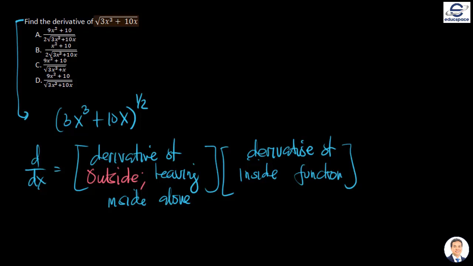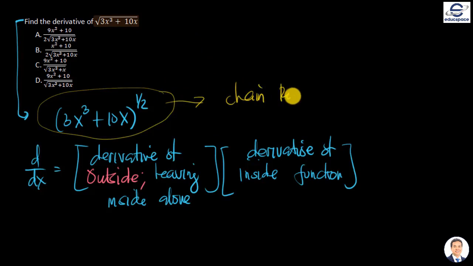Find the derivative of the square root of 3x cubed plus 10x. So again, we can write this equation into this form, that is changing the radical sign. Here the square root is equivalent also to the term raised to 1/2, and this falls with our chain rule. As mentioned earlier, our chain rule basically is a derivative of outside leaving inside, multiplying it with a derivative of the inside function. Our inside function is 3x cubed plus 10x, so just follow it.